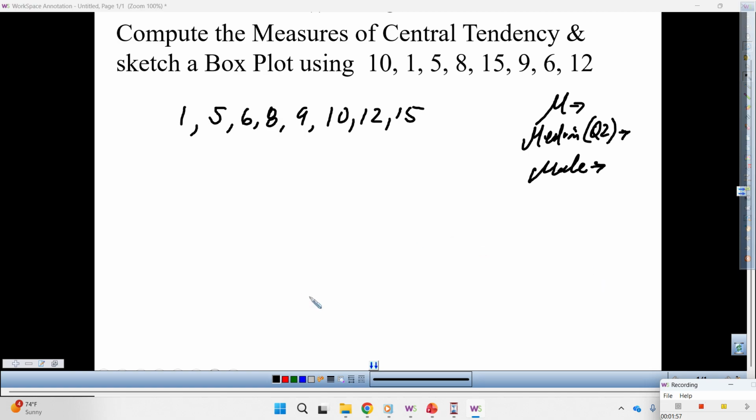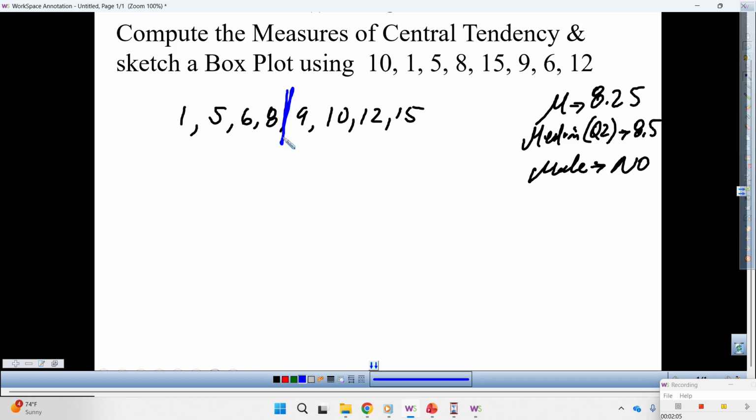Mean. What'd you get for the mean, Adrian? 8.25. Hands if you got that. All right, how about Q2? Pass someone. Levi, Q2 or the median? 8.5. Hands if you got that. That is correct. How about the mode? Everyone, no mode.